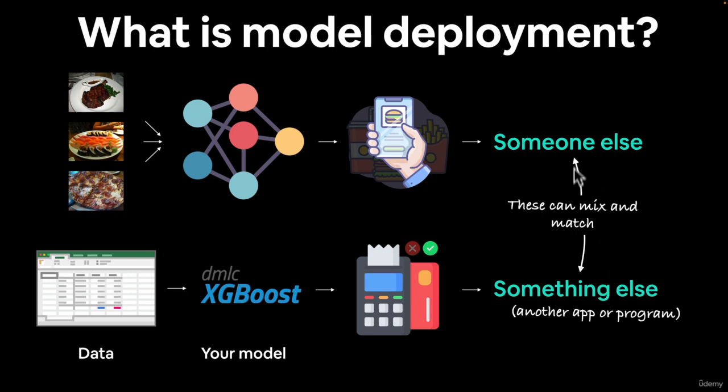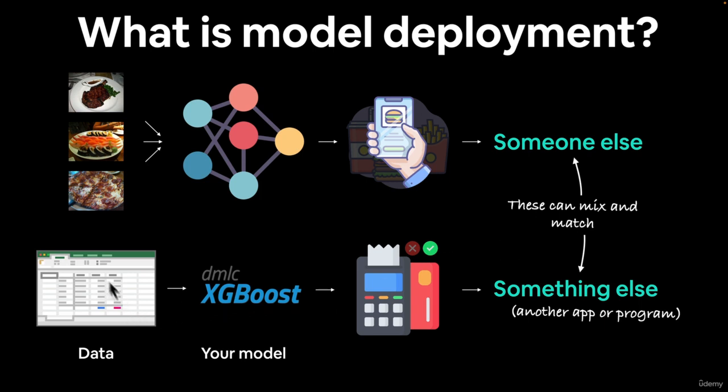Now, of course, these can mix and match, but in the case of Food Vision Mini, where we've been working on a computer vision model to take in images of food and then classify them into something, such as pizza, steak, sushi, so that someone could use it on a mobile device and take a photo of their food and then learn about it. So in this case, our model deployment would be for someone else. We want someone else to directly interact with our model.